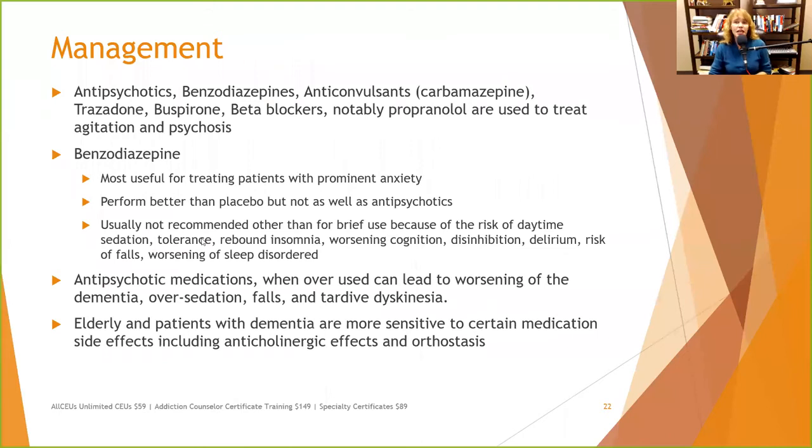Antipsychotics, benzos, and anticonvulsants, trazodone, buspirone, beta blockers, most notably propranolol, are used to treat agitation and psychosis. Now, if you're looking at some of these, you're like, oh my gosh, that would knock me on my butt. And if you're treating agitation, treating may be sedating. Whether that's the right thing or not is going to be a clinical decision. But any of these medications have been known to be used.